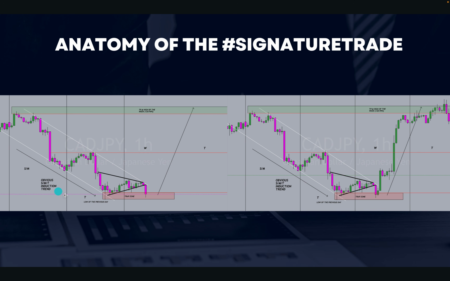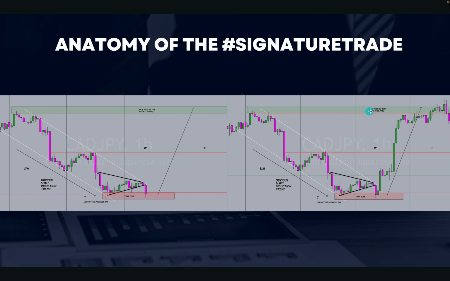We have the obvious Sunday, Monday, Tuesday induction trend. We have the low. We have the breakout of the wedge. This was forming, I believe, right around London session or right before London session. We have the breakout to the low of the previous day. This is also the low of the week. And then, as we can see, complete reversal.